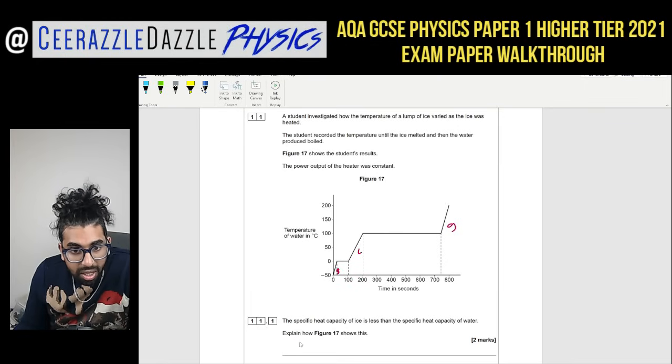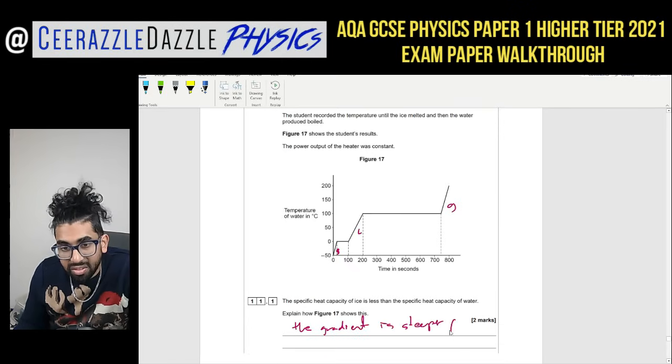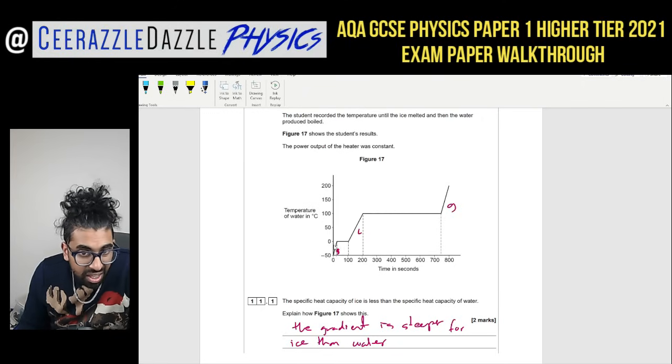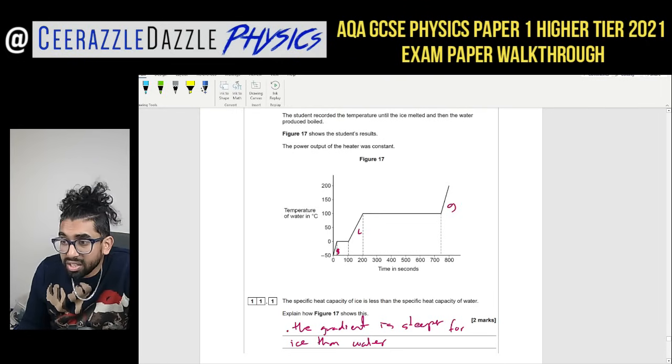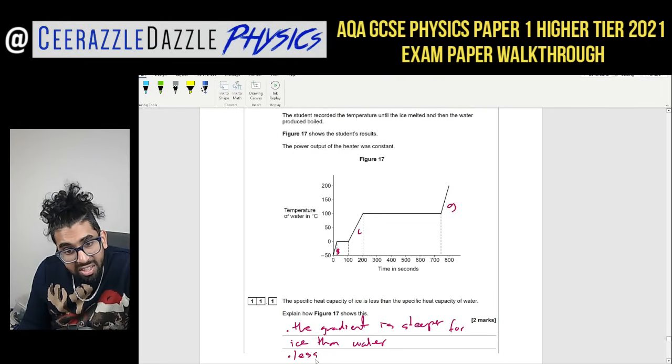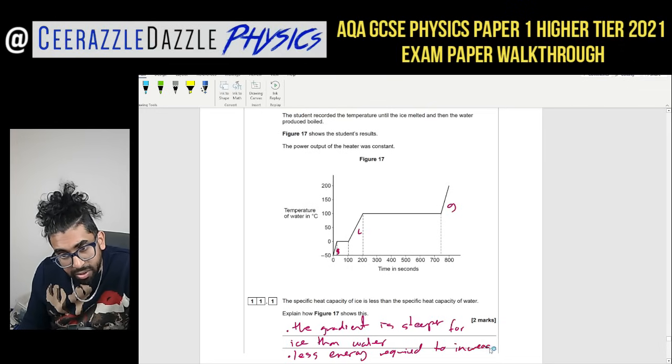So therefore, explain how figure 17 shows this. The gradient is steeper for ice than water. Good, so the gradient of the line tells you, because if the gradient is higher, it can easily heat itself up. And therefore, it means it has a lower specific heat capacity, which means that less energy is required to increase its temperature. So therefore, less energy required to increase temperature.